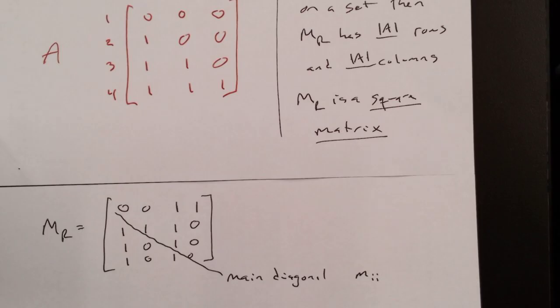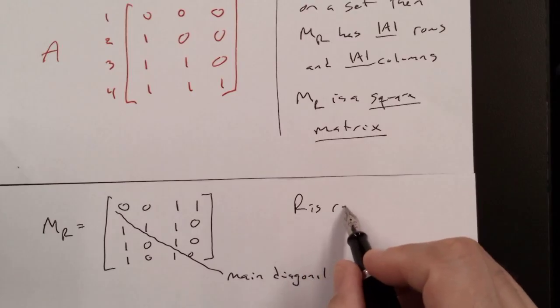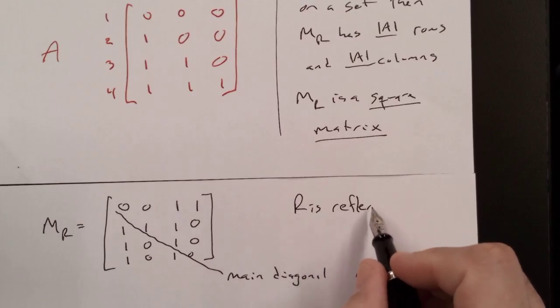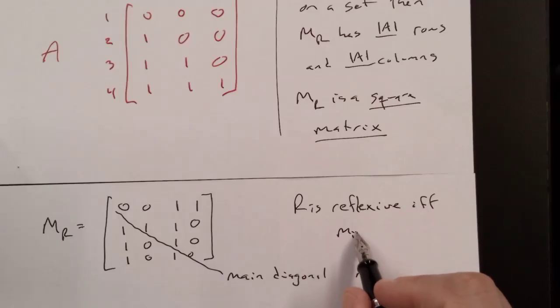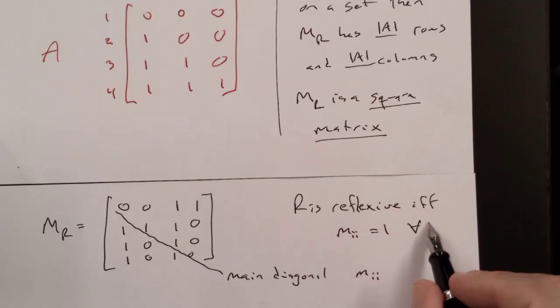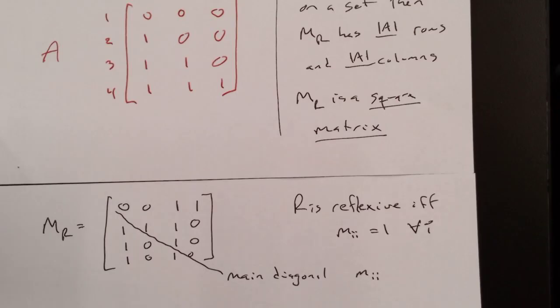Remember how we called them Mij? Well, these are the things that are Mii. 1, 1, 2, 2, 3, 3, 4, 4. R is reflexive if and only if Mii is 1 for all i. I like that. I just have to look for ones, just like I had to look for loops. This is easy.